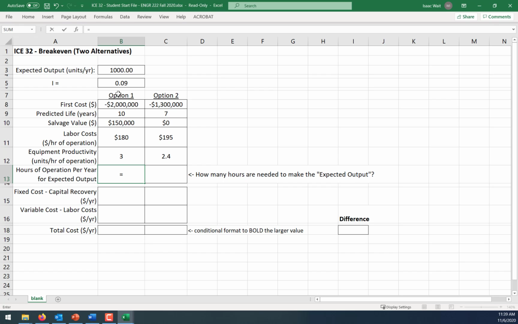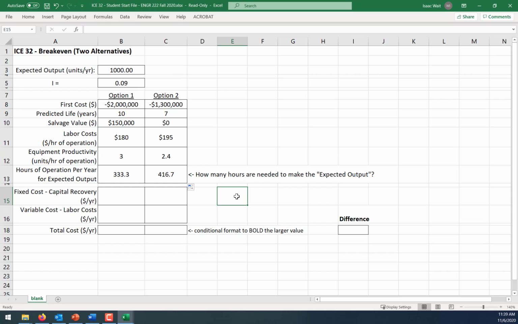So it is this expected output, and I'll anchor my reference to that so I can drag to the right, divided by the productivity. So think about the units there. The units, when we're done, are going to be hours per year. 333 for the computer controlled, and then the manual controlled takes more hours. So it needs more time since it's less efficient.